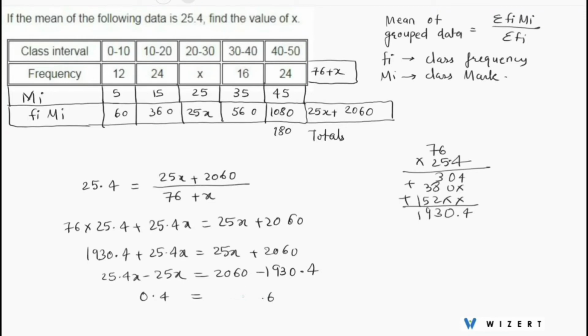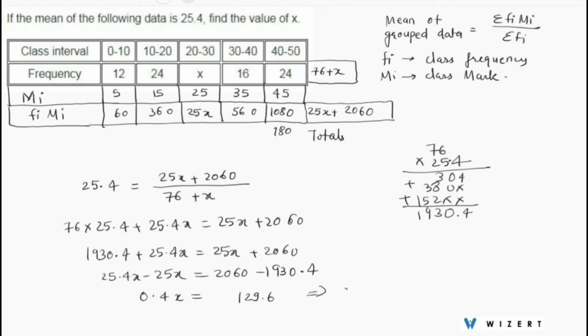9 minus 0 is 9, 5 minus 3 is 2, 9 minus 9 is 0 and 2 minus 1 is 1. So the correction here is 129.6. 129.6. Here you have x.